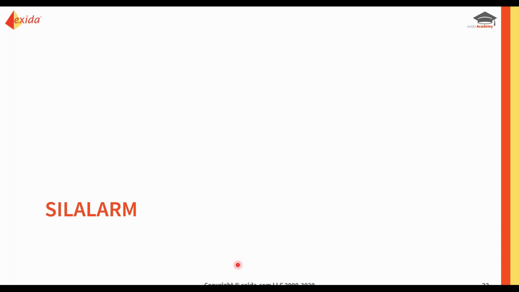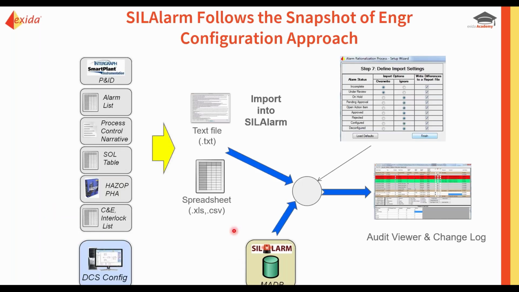So now we're going to switch gears and look at some examples of auditing and enforcement tools that are used in the process industries. The first one we're going to look at is Exida's SILAlarm tool, which acts both as a master alarm database and an alarm rationalization tool. It follows the engineering configuration snapshot approach.